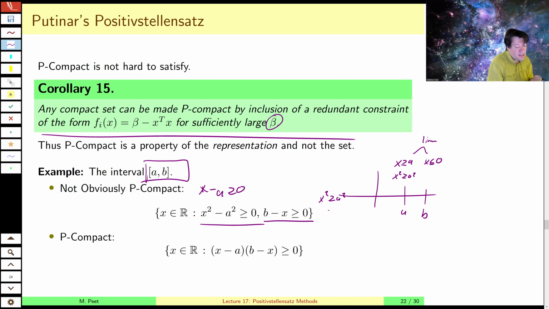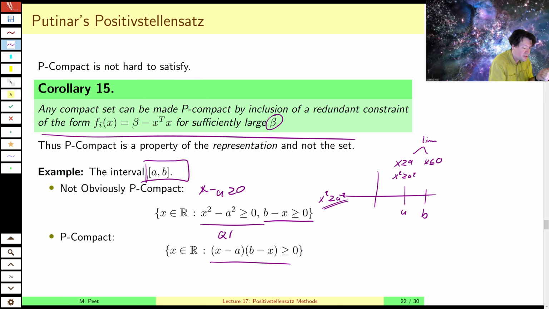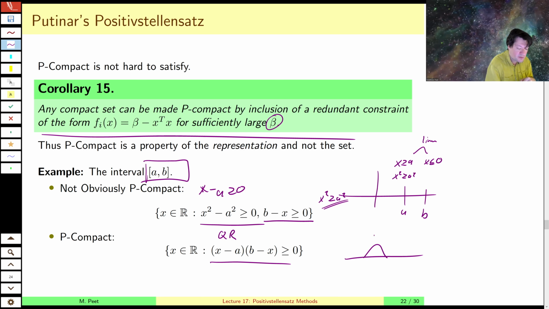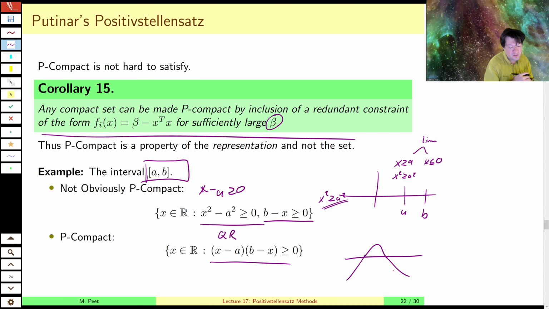Because now not all the terms are linear, right? So again, it's a term of representation. It's a little bit tricky. However, this other quadratic representation of the unit ball is p-compact, right? Because all of its level sets are p-compact. So this is the case where we have just that representation of the interval.